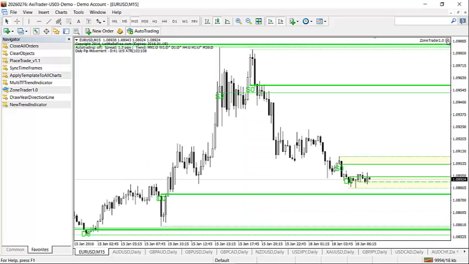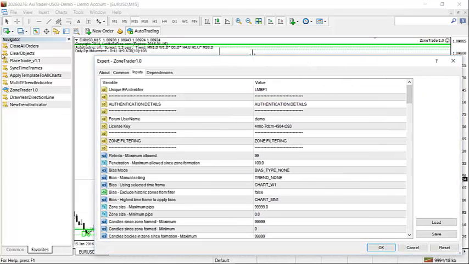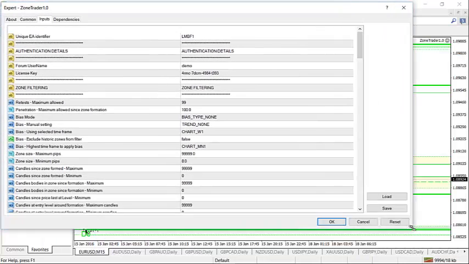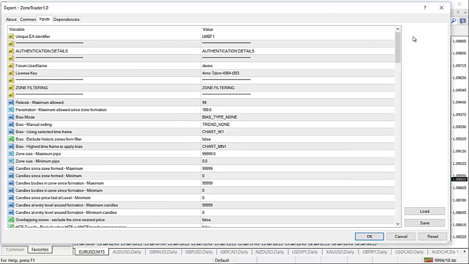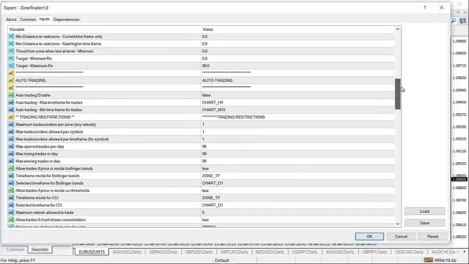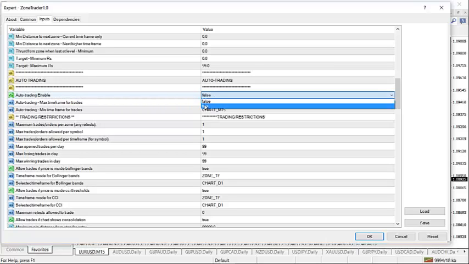If we go to the parameters, just make this a bit bigger by dragging that box down there so that you can see more of it. And if I just scroll down a little bit further past the zone filtering, you can see a section called Auto Trading. Now, first thing to say is Auto Trading Enable. You can put that to true so that this actually allows orders to be placed automatically against zones when price approaches them. Generally it will use limit orders.